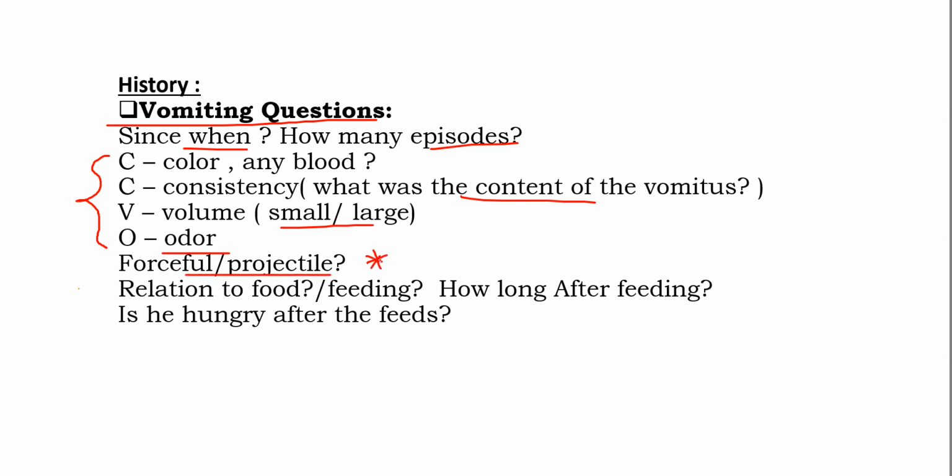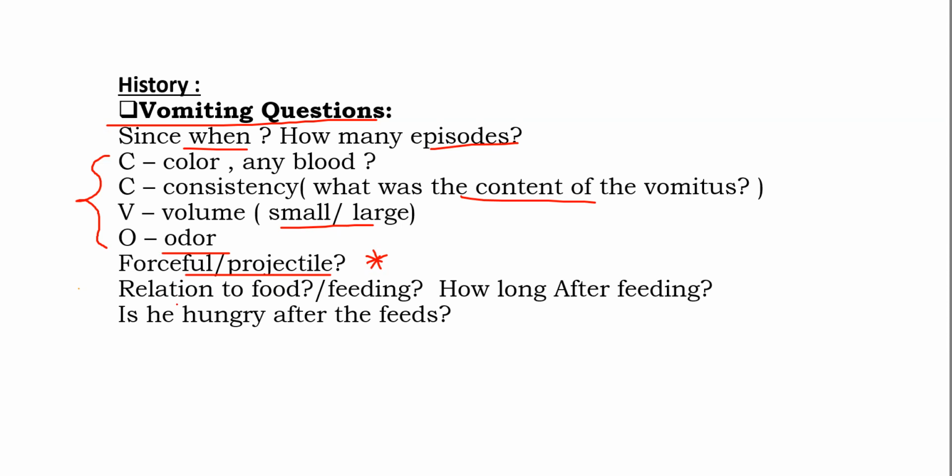So this is a very important question because forceful projectile vomiting suggests pyloric stenosis. Not always, just because a vomiting is forceful and projectile, it has to be pyloric stenosis. It's not like that, but just be careful about this. These are some of the clues that you will get in pyloric stenosis children. So have you noticed that the vomiting is forceful or projectile?